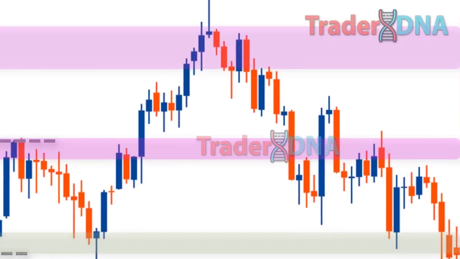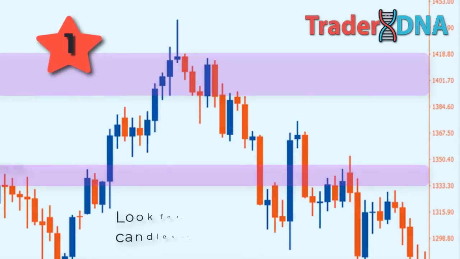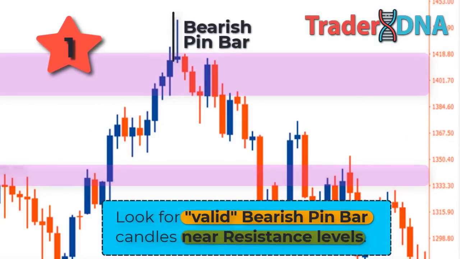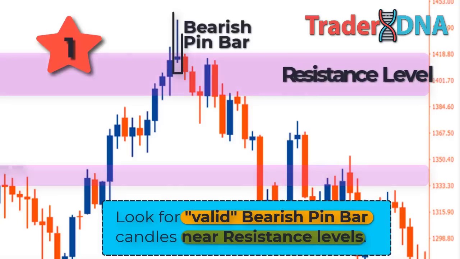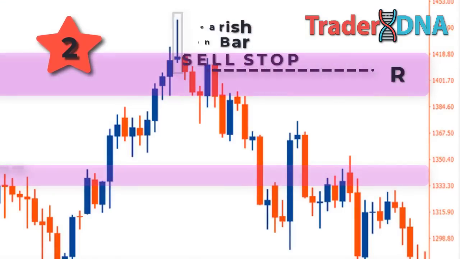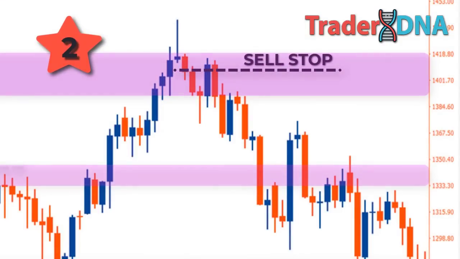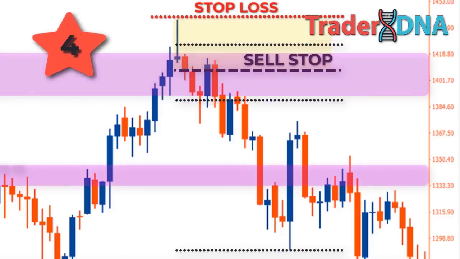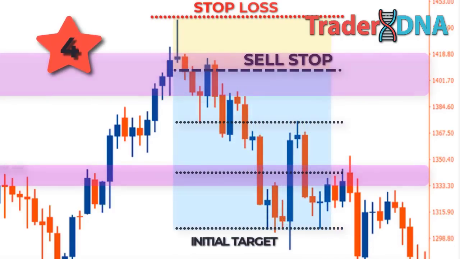For bearish pin bar. First, look for valid bearish pin bar candles near resistance levels. Second, place a sell stop order at the bottom of the pin bar candle. Third, place your stop loss above the tail. Fourth, place your initial target at 3 times risk taken.